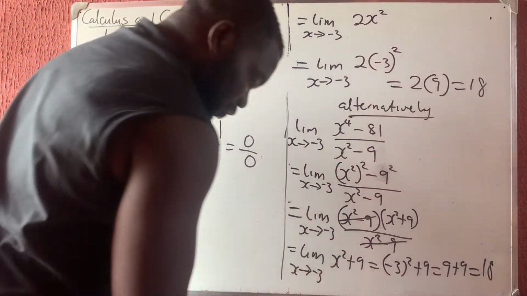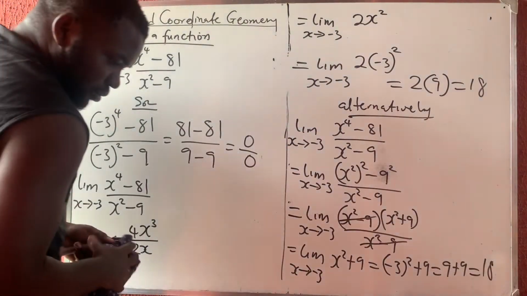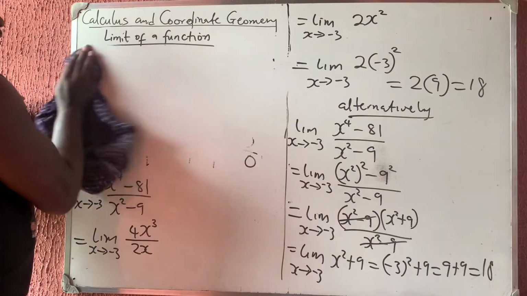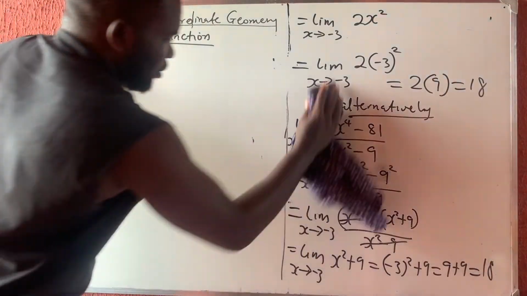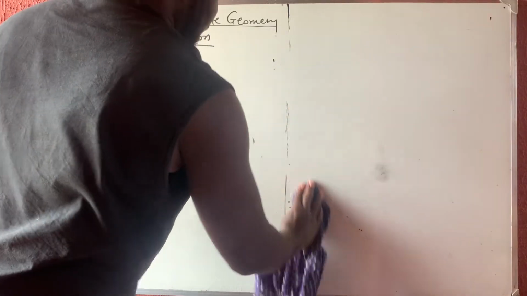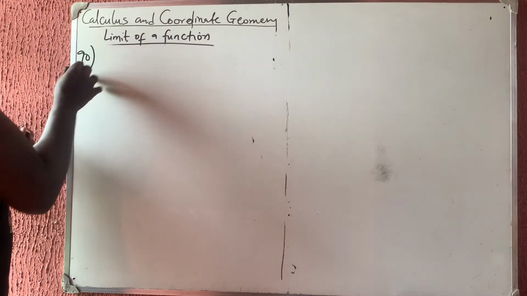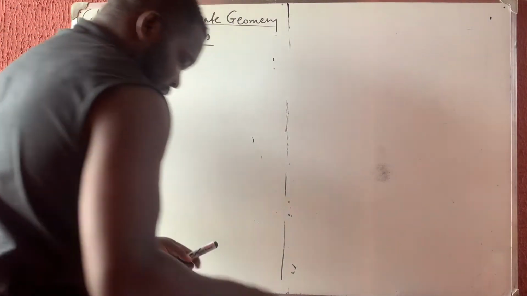So the next one is question number 97, or question number 90 first before 97. And the last question is going to be question number 97. So question number 90 first. So question number 90. All right.